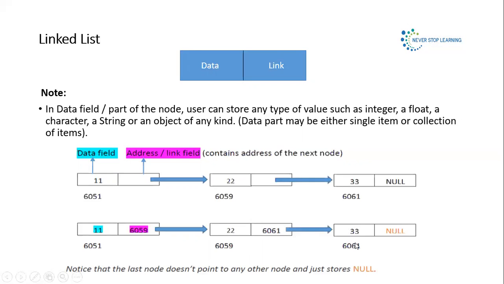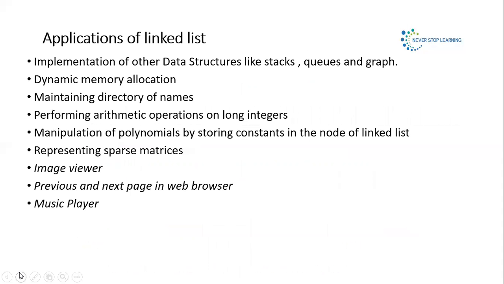But if you notice, the last node does not have the address of any other node, because this is the last node. So do remember that the last node will always be null. Okay, so the last node of the linked list will be null. Now here comes where to use this linked list.